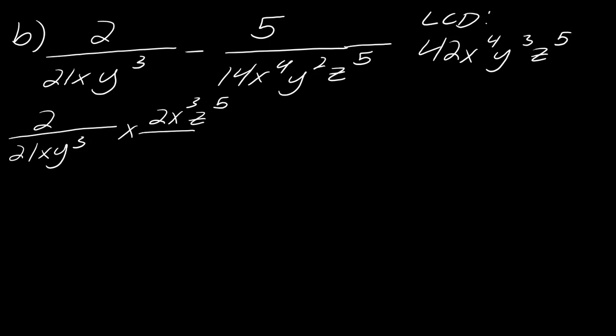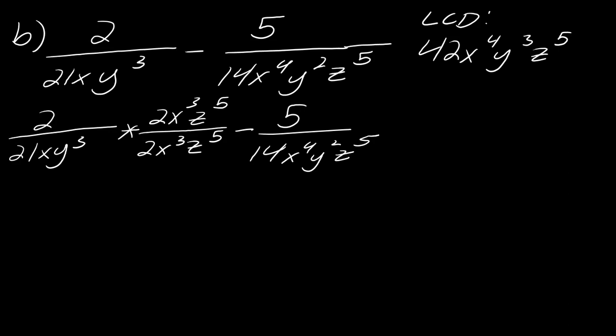So I need to multiply this now by 2 x to the 3rd, z to the 5th, and then in the bottom, maybe I should change these to stars so that you know it's multiplication, not an x. So whatever I do to the bottom, I'm going to do to the top. So there's what I'm going to multiply for the first one. And then for the second fraction, I'm going to multiply this by 3y, and that's it.